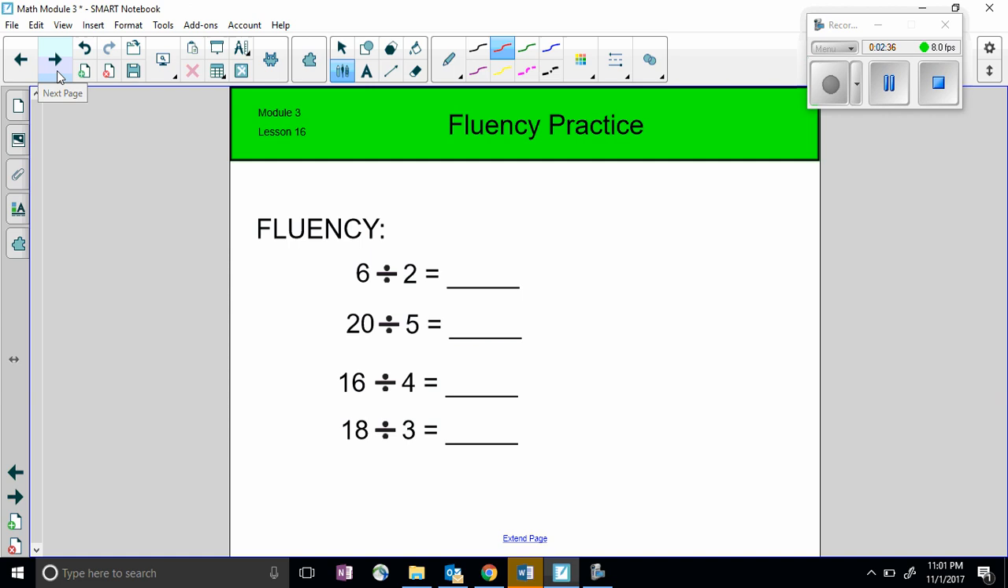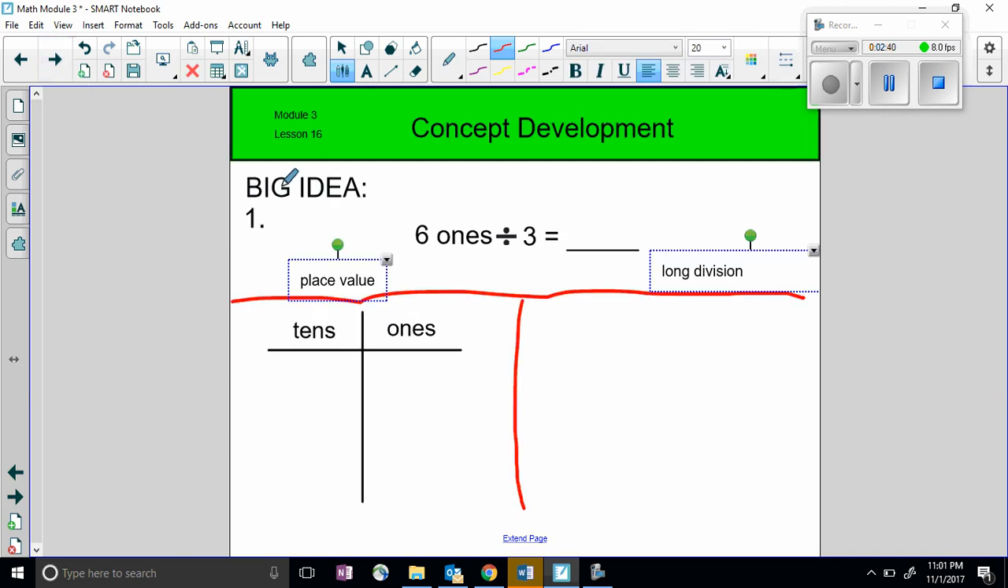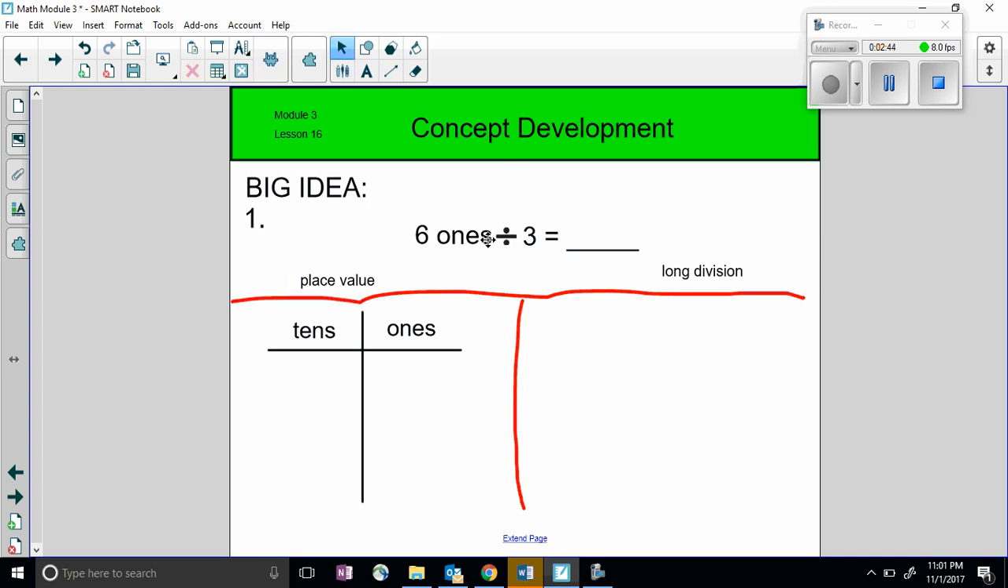Ready, go. Alright, I'm moving on, so don't forget to hit pause. Alright, so big idea. Question number 1 says 6 ones divided by 3. The first thing I'm going to do is this right here. I'm going to pick a different color other than red. I'm tired of seeing red. 3. I'm going to make 3 groups.